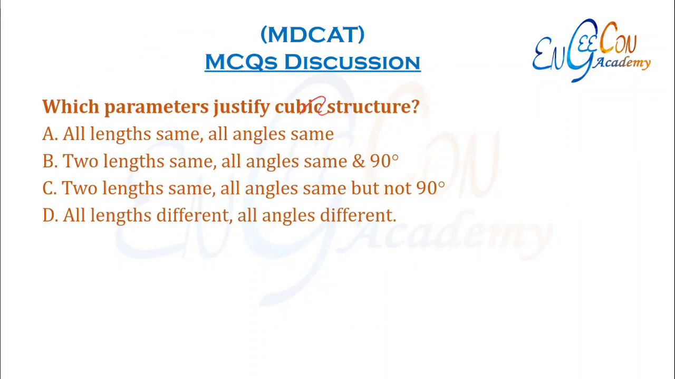Which parameters justify cubic structure? In cubic structure, all the lengths are the same, all the angles are the same and 90 degrees. So all the lengths same, all the angles same. So this is the correct option.